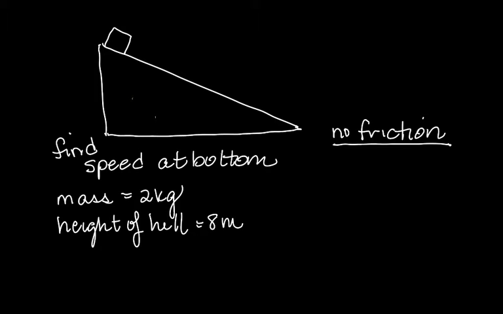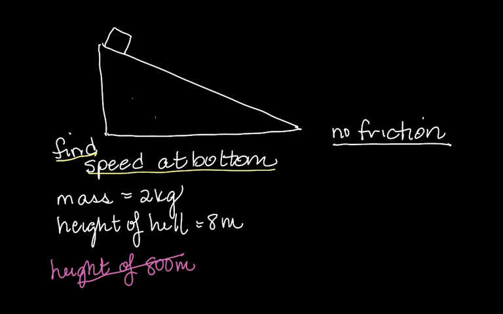Note also these are reasonable numbers. I guess 8 meters is a pretty high hill, but maybe this could be like a skier or something like that with no friction. Although the weight of 2 kilograms is a little bit low, we'll go with these numbers for now. But it's always good to make sense of your numbers and make sure they're not completely off. For a skier, we would never do a height of, say, 800 meters. That's probably way off. Okay, so given that information, we need to identify the speed at the bottom.